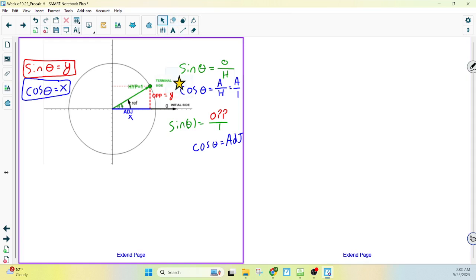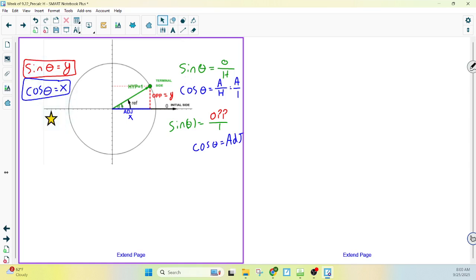And you can see that cosine is adjacent over hypotenuse. That's actually x over 1, or a over 1. And since that's x over 1, that's just x. So the cosine is just the adjacent. The cosine is just the x. The sine is the y. So you're just going to kind of memorize this idea and just go with it.